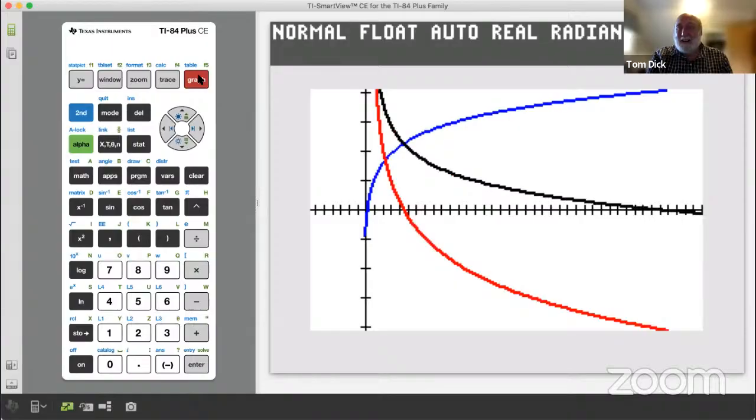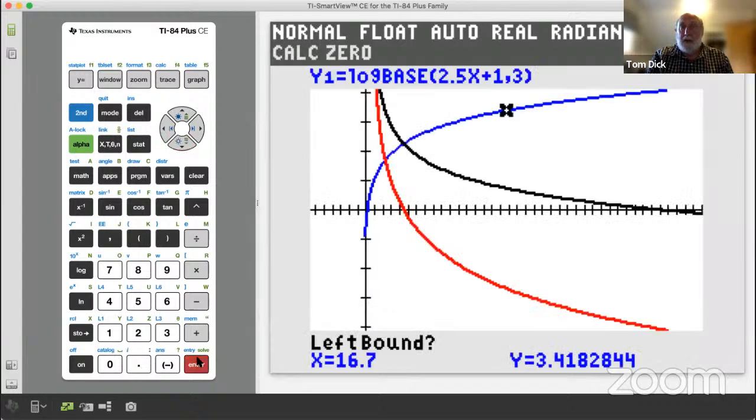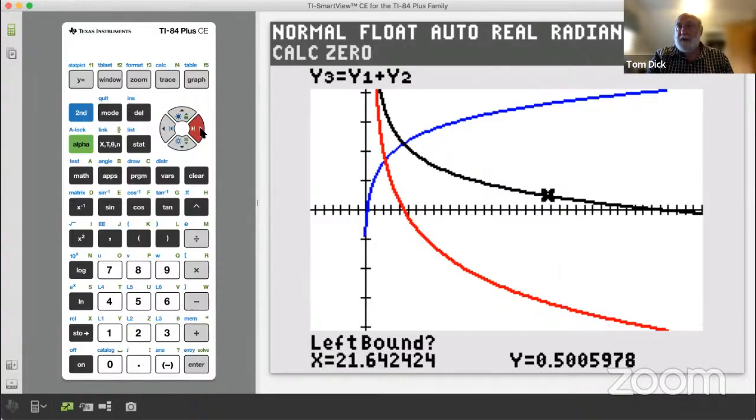All right. Okay. It's looking like it's crossing over there. And then we can do a calculation of a 0 in this case. So we'll go down to 0. Let's see. We want the black graph. There we go. And it says left bound. So it wants you to trap the 0 in between a couple of values. So let me scroll over.